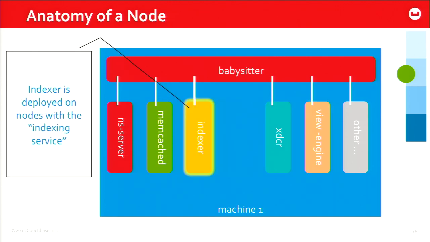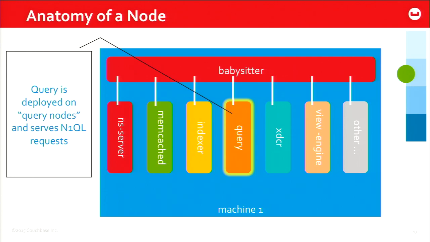And then there's Indexer, which, as the name implies, does indexing and then allows people to scan indexes. And John gave a deep talk on how that works and how the data is managed yesterday. This is also an optional process, so you can be data and/or indexing on a given node. And lastly, we have query. So query is deployed on query nodes and serves N1QL requests.